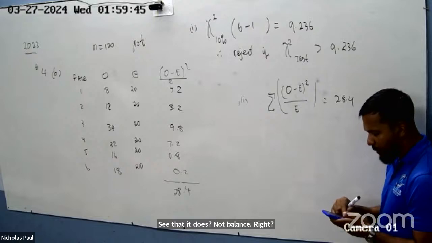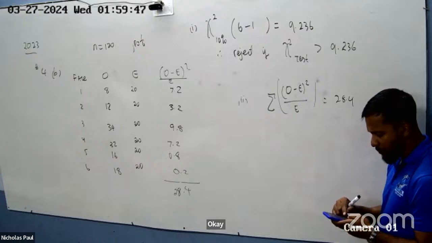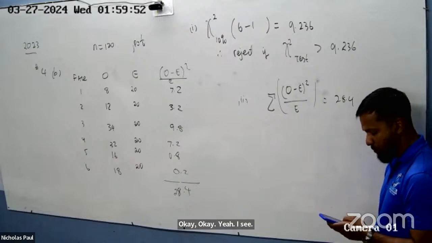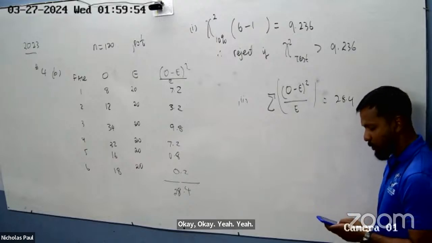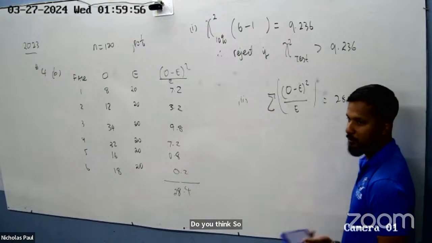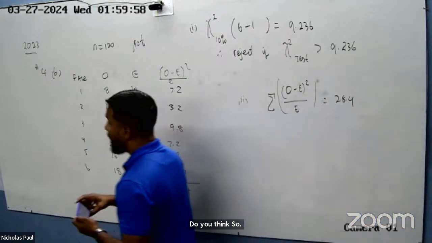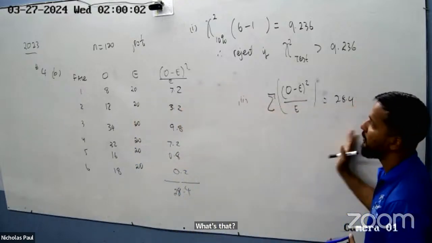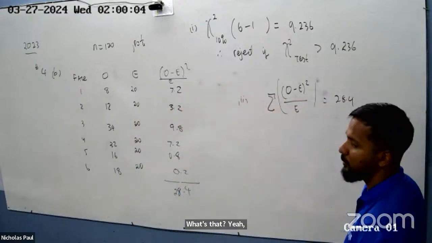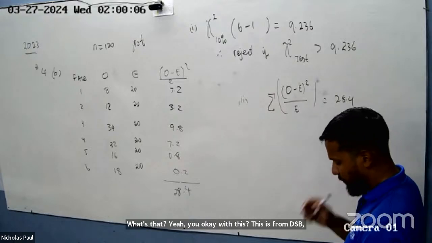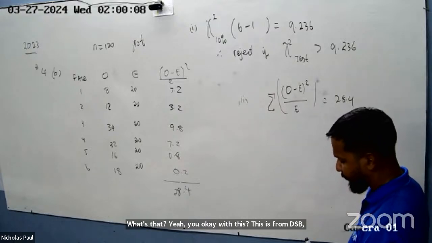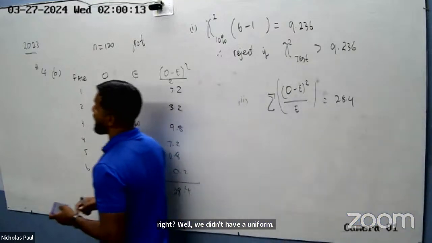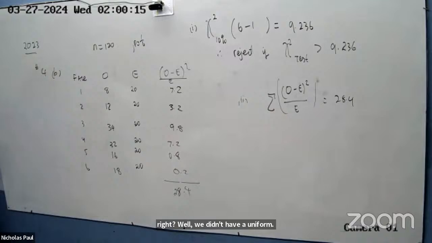Did I have more in this one? Yeah. Part C, yeah. Do you think that? For sure. Are you okay with this? This is from the SBA, right? Well, we didn't have a uniform. Right? This message is lemonade again. If we get covered, that's lemonade.